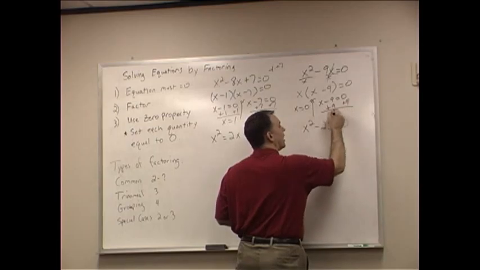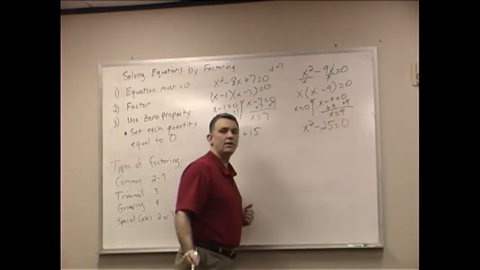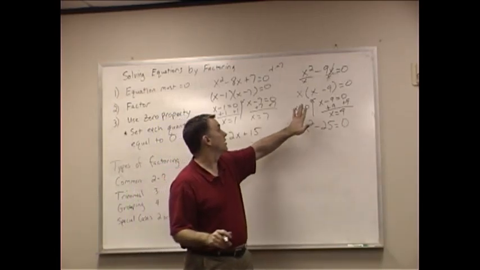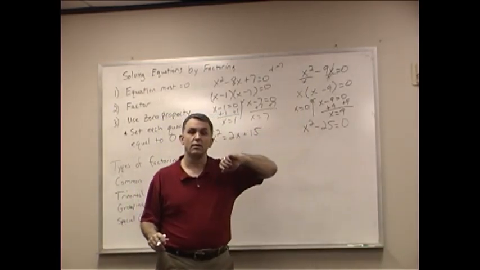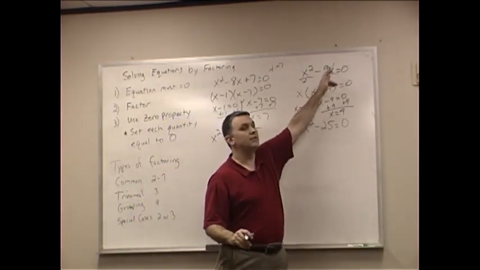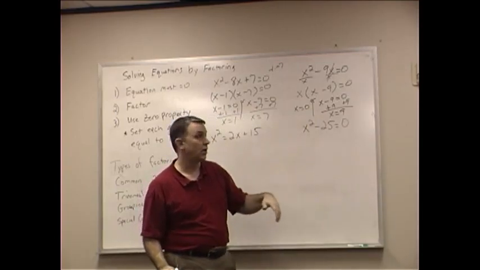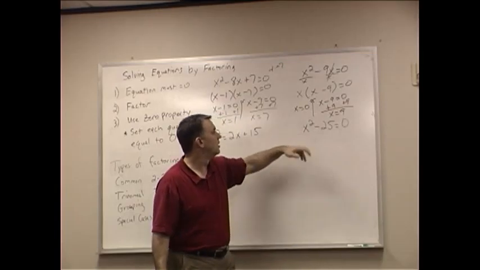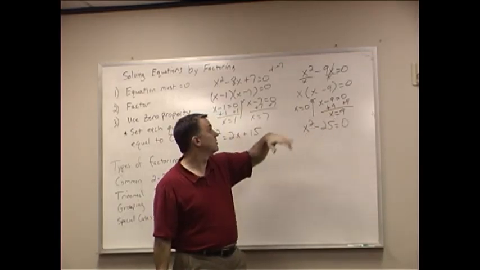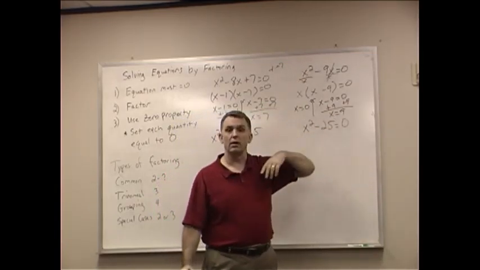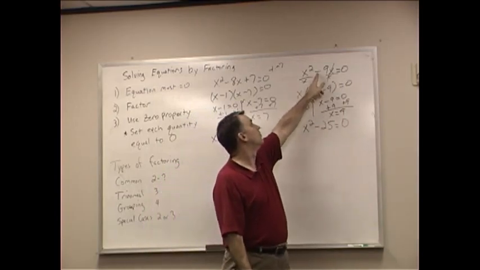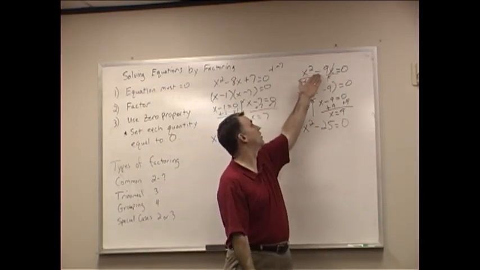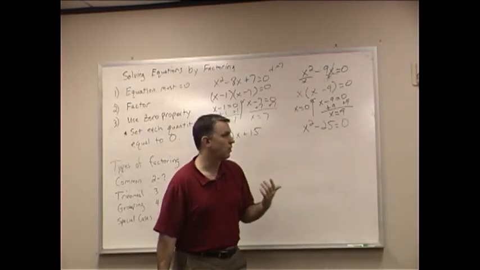Add 9 to both sides, x equals 9. And again, if you want to check it, 0 squared is 0. Minus 9 times 0 is 0. Well, 0 and 0 are 0. 0 equals 0. And if you check it with the 9, 9 squared is 81. Minus 9 times 9 is 81. 81 minus 81 is 0.